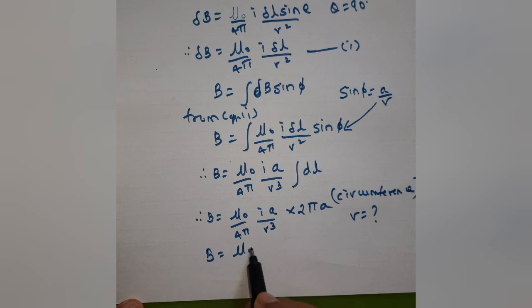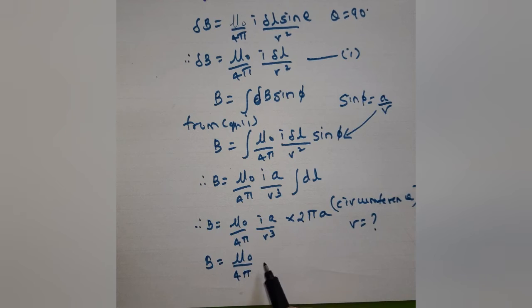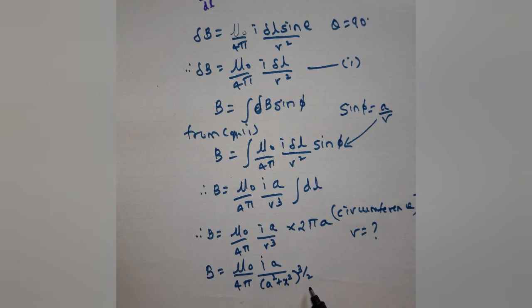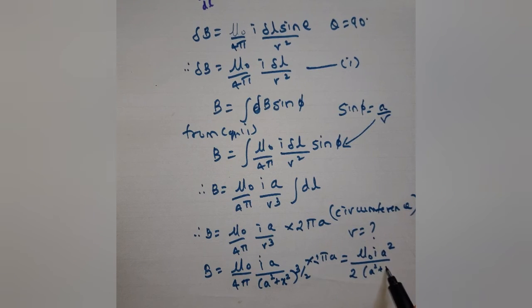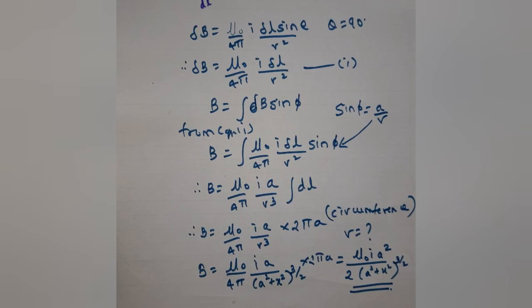Therefore B equals mu naught upon 4 pi, I a. Let's substitute the value of r, which we got as a square plus x square. This is raised to 3, and we already had half over, so it's 3 by 2, and I have this as 2 pi a. If I simplify all this, I will get the value of B as mu naught I a square upon 2, a square plus x square raised to 3 by 2. So this is the value of B I will get after deriving it.